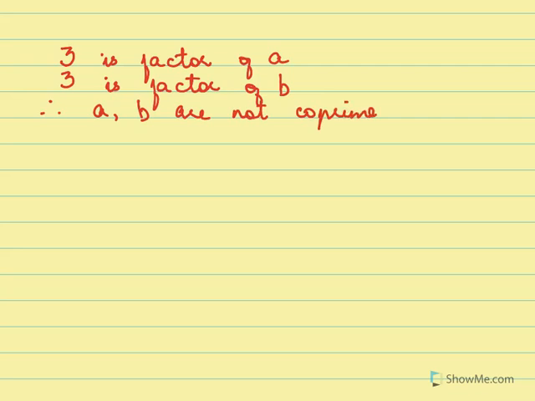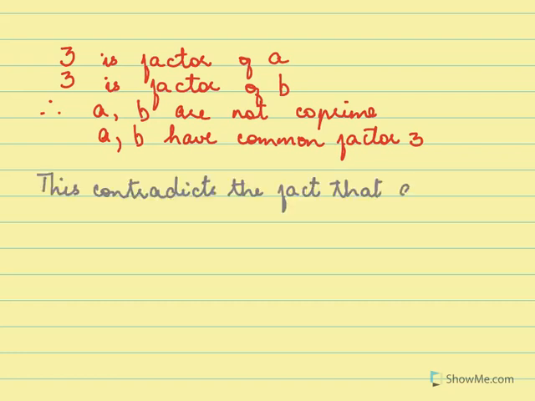But we had assumed in the beginning, it was given to us, that a and b are co-prime. Why do we say a and b are not co-prime? Because a and b have a common factor, and that is 3. But this contradicts the fact that a and b are co-prime, that's what we started with in the beginning. Why did we get this contradiction? We got this contradiction because our assumption was incorrect.